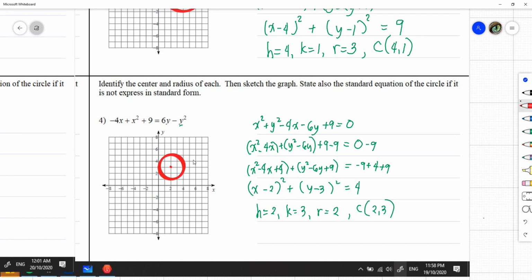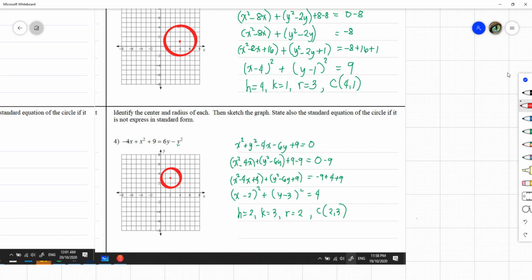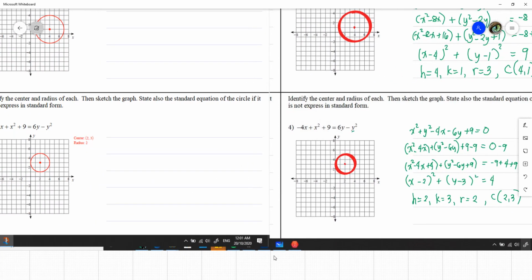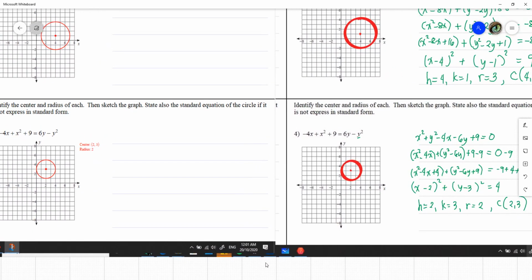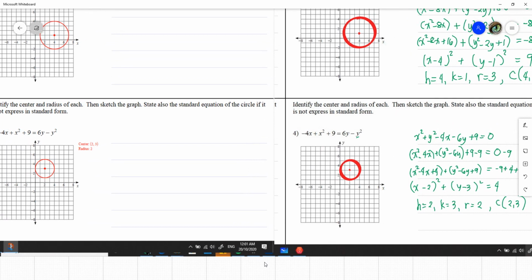Now let's try to compare if this is the correct one. Let's try to compare to the answer key. Okay, the center is 2, 3, radius is 2. Okay, they have similar graph and these are the correct answers. So quite easy, right? So I hope you got a perfect score in our performance task and written work.